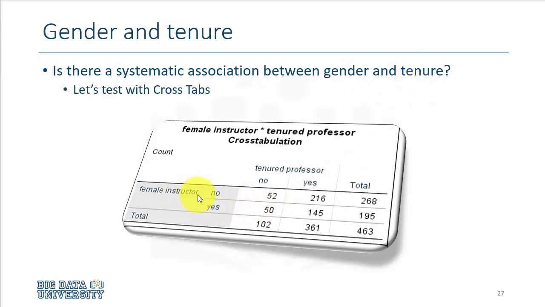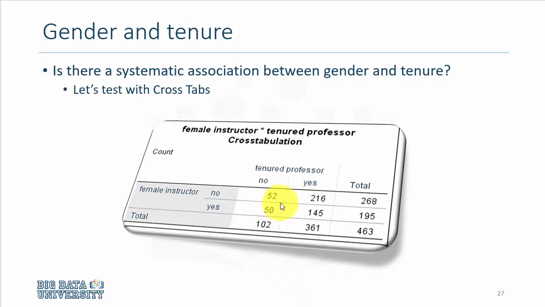You have the variable female instructor. Those who are female, yes, and males as no. Tenured professors as yes, and untenured as no. And this is how you see the results. But essentially, you can't make much meaningful results from it because it says that female instructors who are not tenured are 50 and male instructors who are not tenured are 52. It appears that more males are untenured than females, but then a percentage would be more meaningful here.